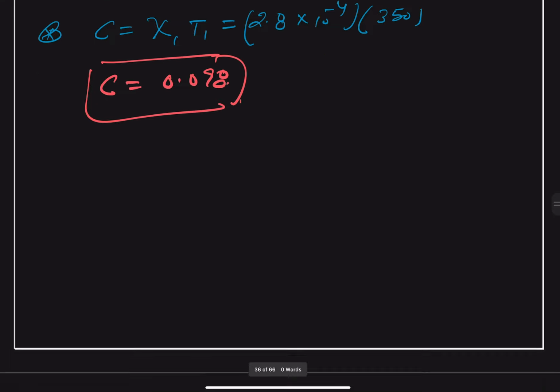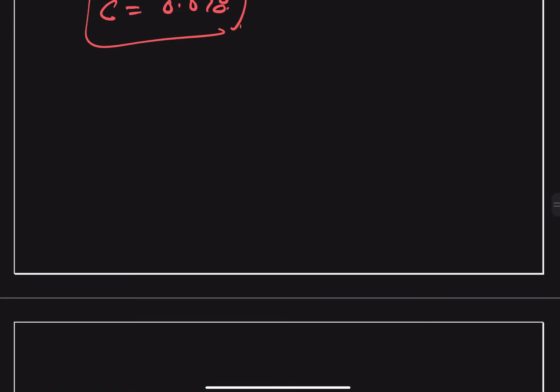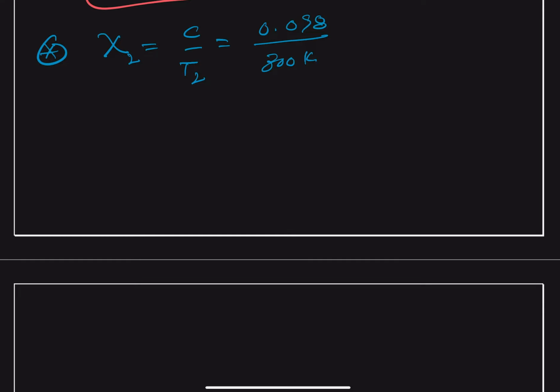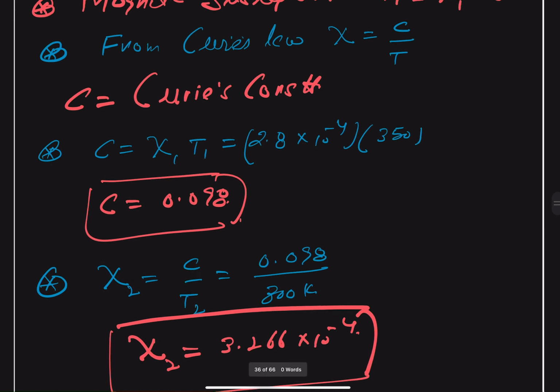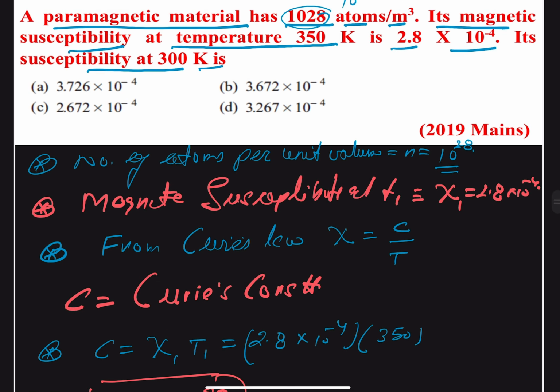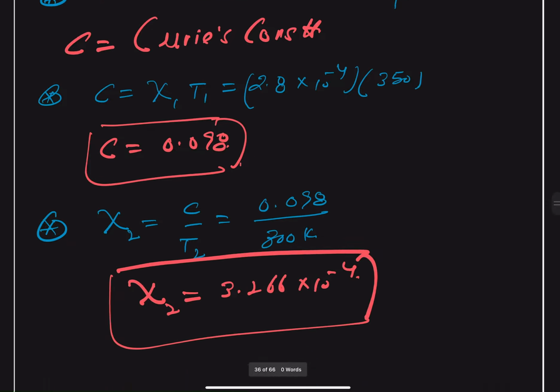So this we are going to use for the second part, where we are supposed to find the susceptibility, that is xi2, which will be equal to C upon T2. So this is 0.098 and T2 is 300 Kelvin. So this gives us the susceptibility as 3.266 into 10 to the power minus 4. So the option is 3.67 into 10 to the power minus 4. That option number D is the correct one.